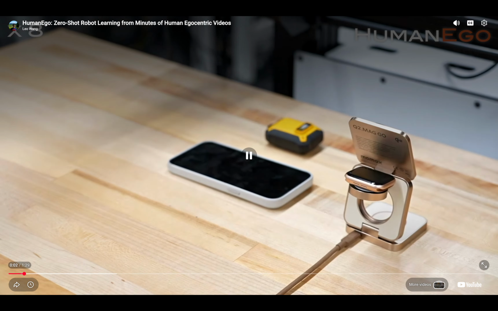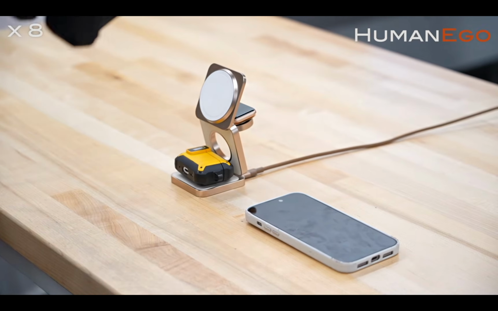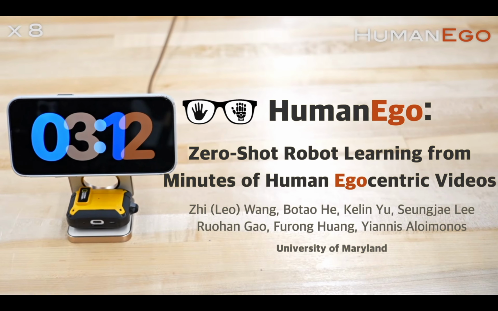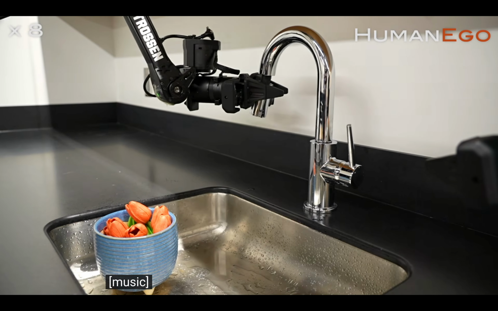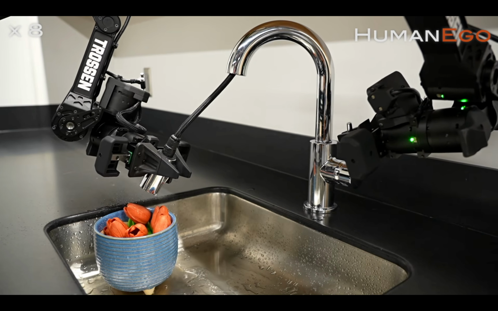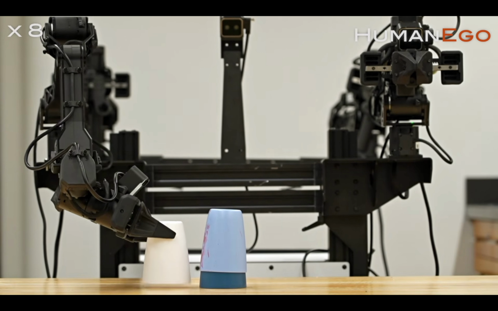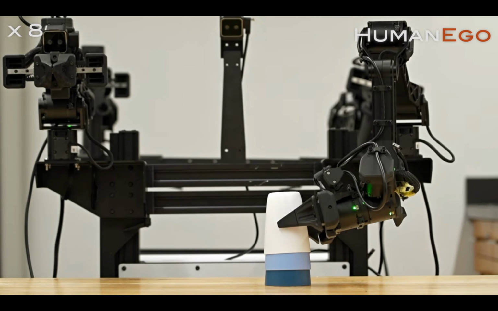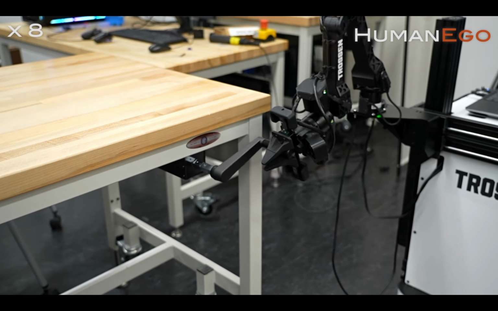We also ran a zero-shot generalization study, including cross-embodiment, cross-environment, and cross-setup. In every case, HumanEgo generalized zero-shot with almost no drop, staying above 85%. Here are some examples of robustness testing. To wrap up, here are the summary videos.